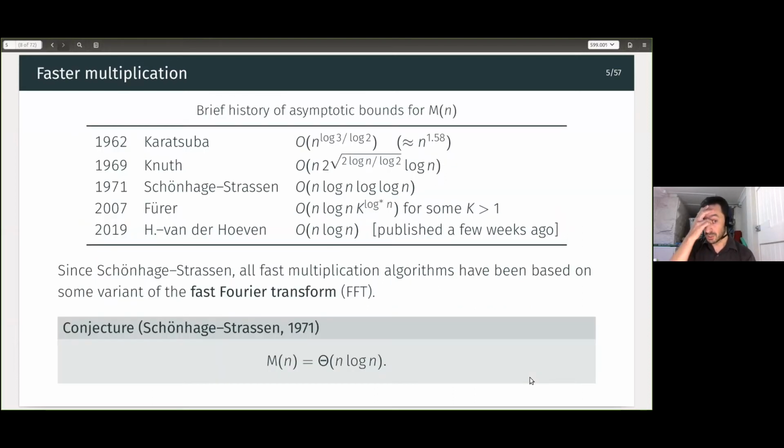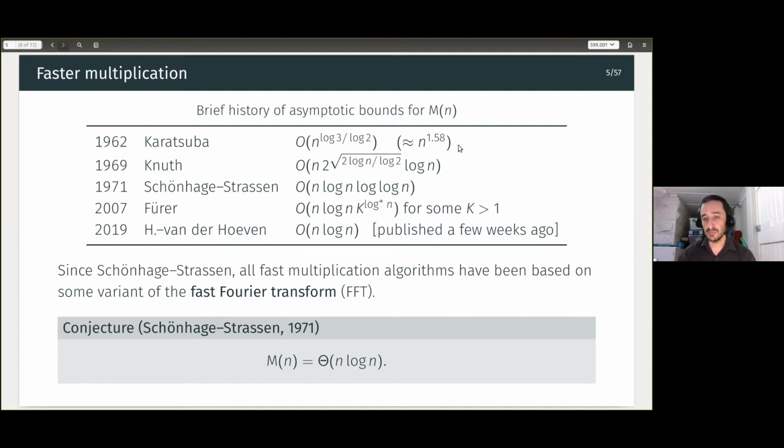Now, of course, it's not the best we can do, and Karatsuba, when he was a student, attended a seminar series that Kolmogorov had arranged on this topic, and very quickly he discovered what is now known as Karatsuba's algorithm, which was the first subquadratic multiplication algorithm. So the complexity here is less than n squared, n to the roughly 1.58.